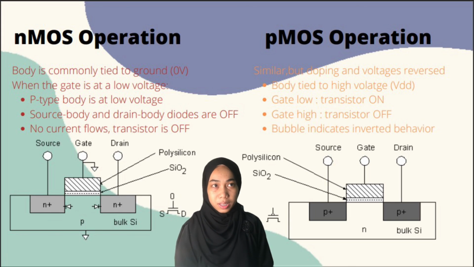And for PMOS operation, it's similar but with the voltages reversed. The body is tied to high voltage. When the gate is low, the transistor is on, and when the gate is high, the transistor is off.